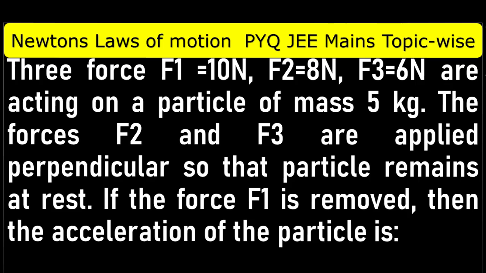Three forces, F1 is equal to 10 Newton, F2 is equal to 8, and F3 is 6 Newton are acting on a particle of mass 5 kilogram. The forces F2 and F3 are applied perpendicular so that the particle remains at rest. If the force F1 is removed, then the acceleration of the particle is. Okay, so first let us write down the given things, which is F1, F2, and F3, and then we'll visualize it by drawing a diagram.